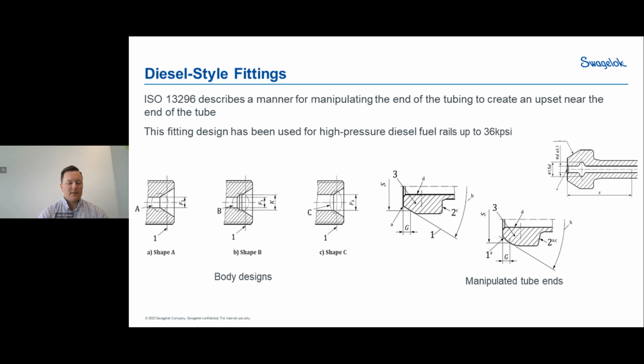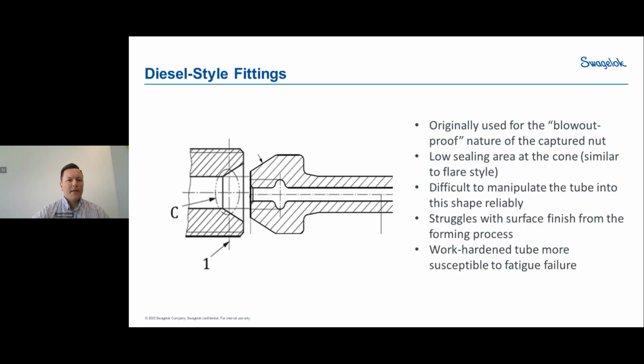That being said, we talked about sealing forces with O-rings being relatively low. Here we're talking about two metal bits coming together and creating that seal, so the sealing forces are relatively high and can be used successfully for higher pressures. You see it coming from the diesel fuel rails, where those can get up to 30-plus KSI a lot of times. So that's the diesel style fittings, again, another flavor of the flare style.